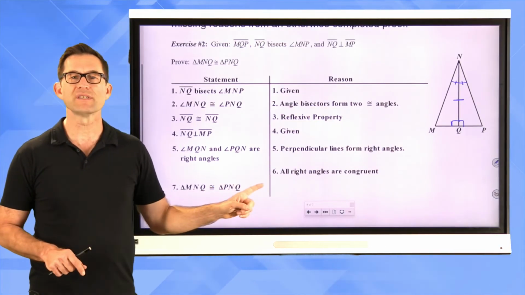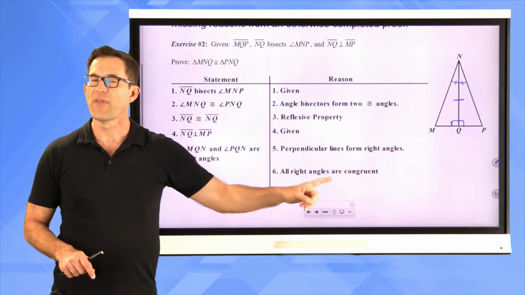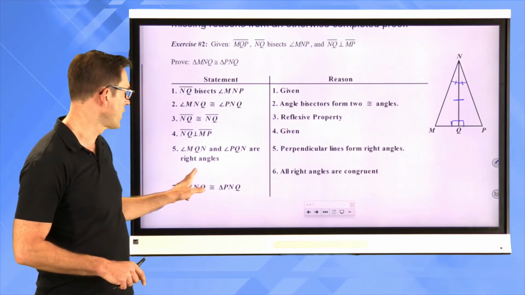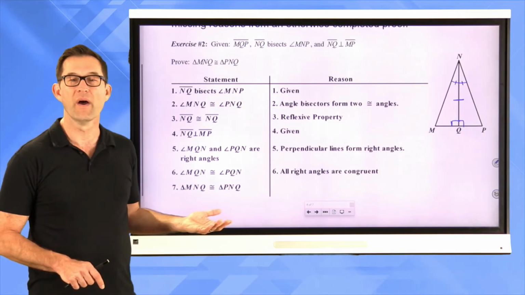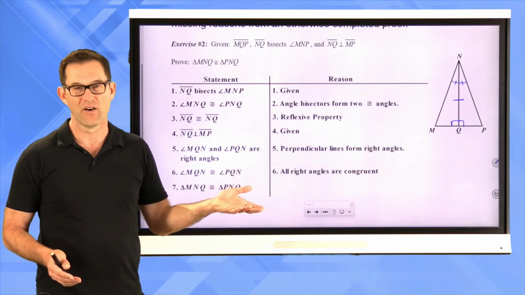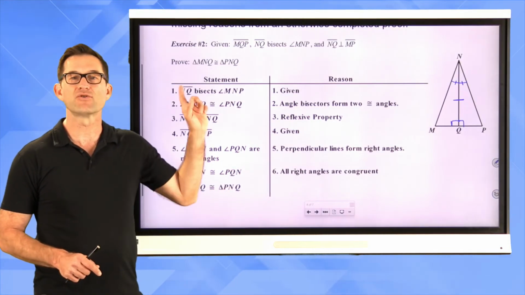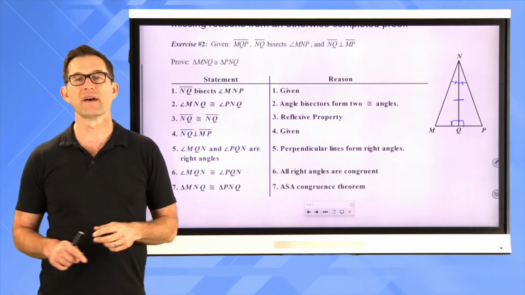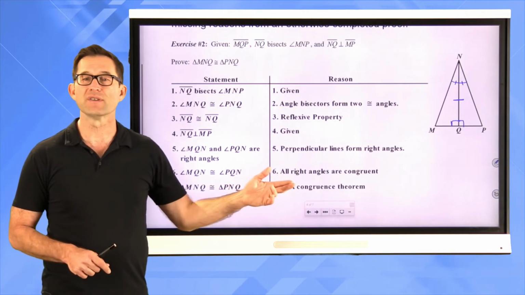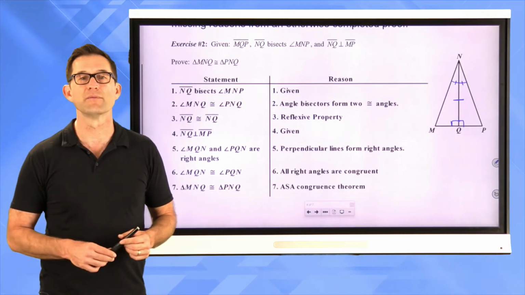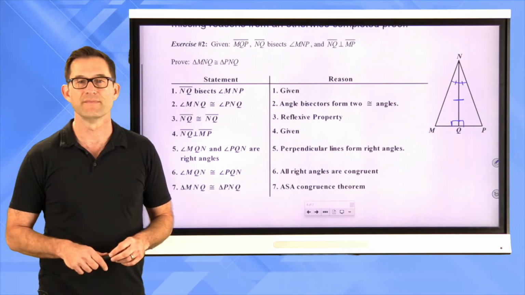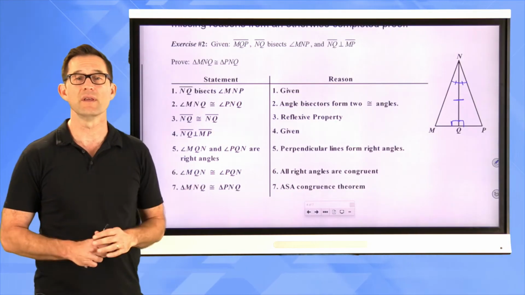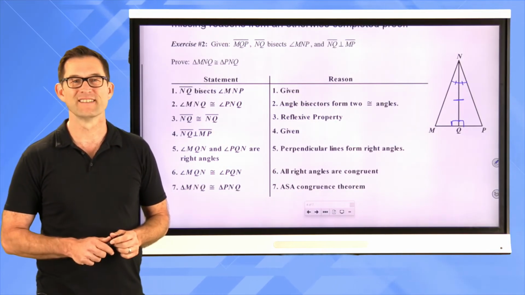Now, reason number 6, all right angles are congruent. That reason should only be given if you've suddenly set 2 right angles congruent to one another. So, angle MQN is congruent to angle PQN, all right angles are congruent. And finally, triangle MNQ is congruent to triangle PNQ. That is by the angle-side-angle congruence theorem. And again, if you just said ASA here, you might want to check with your teacher, but generally that's accepted in these situations. All right, pause the video now and write down any of the reasons or statements that you need to, and then we'll move on to the next exercise.